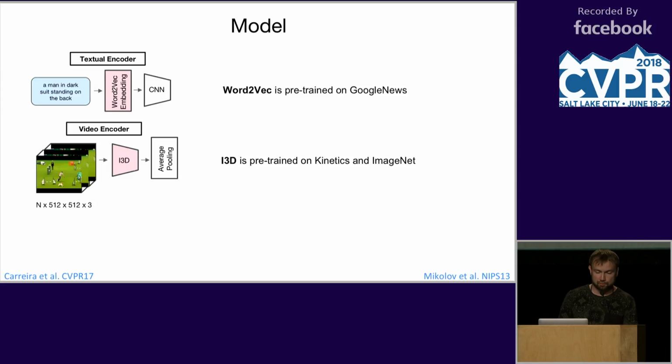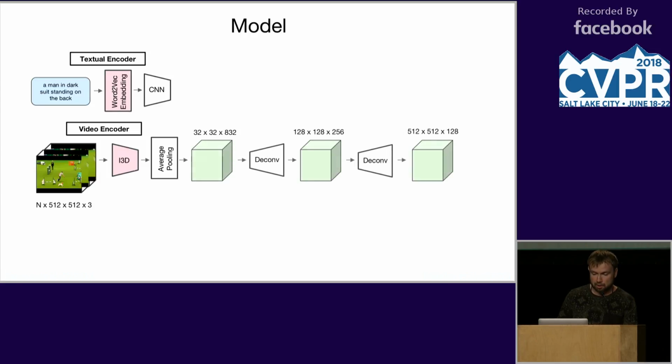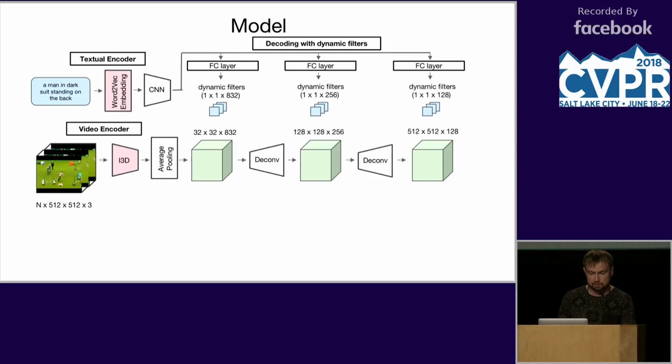We encode each word in the sentence with a word2vec embedding pre-trained on Google News dataset. We use a convolutional neural network to encode the whole sentence and to get a vector representation of the textual description. We use deconvolutional layers to upsample the video representation to the original resolution. And from the sentence representation, we create dynamic filters.